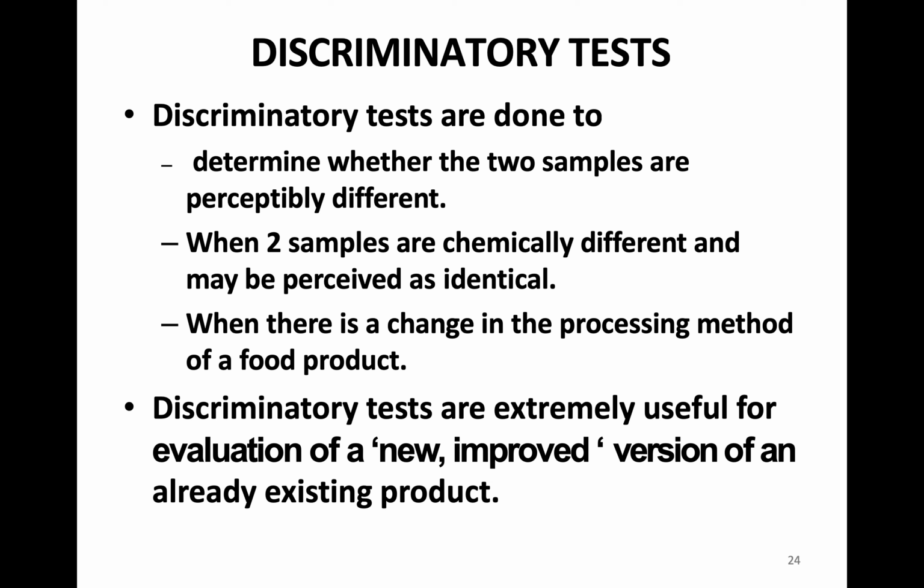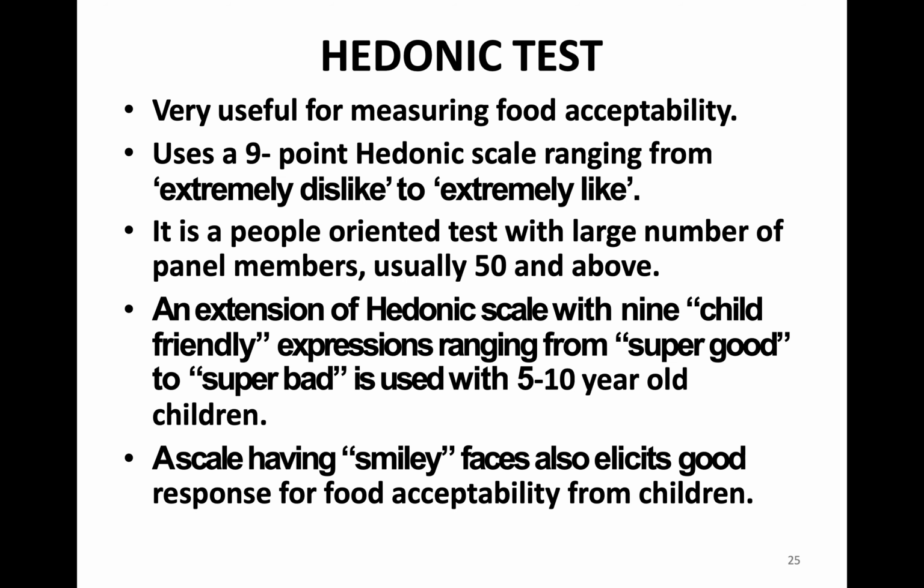So, discriminatory tests are done to determine whether two samples are perceptibly different when two samples are chemically different, or maybe perceived as identical when there is a change in the processing method of the food product. Discriminatory tests are extremely useful for evaluation of a new improved variant of an already existing product. Hedonic tests are very useful for measuring food acceptability.